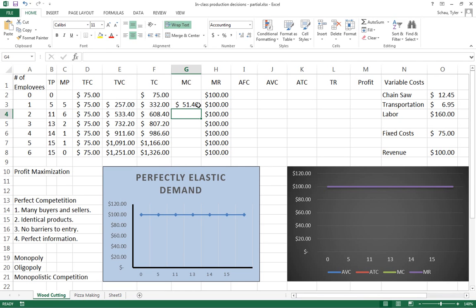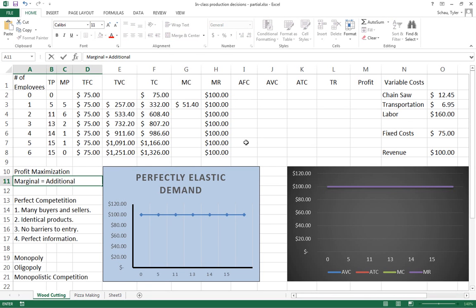All right, now here's one of the keys to all of this. The term marginal means additional. Okay? And so what we're looking at, we look at marginal cost.